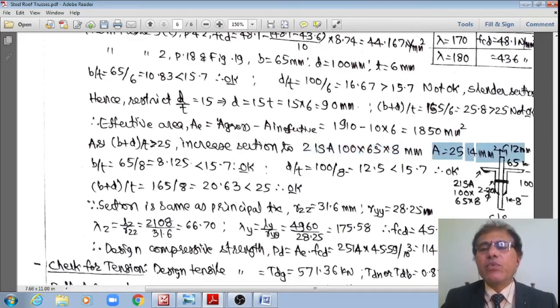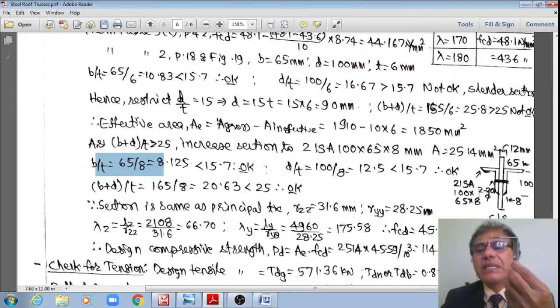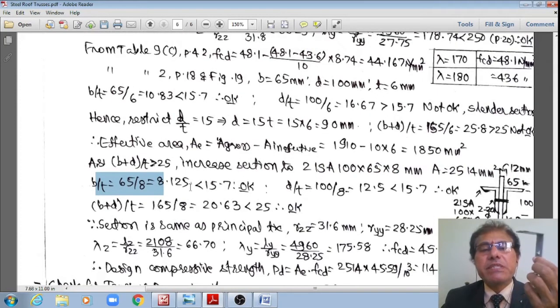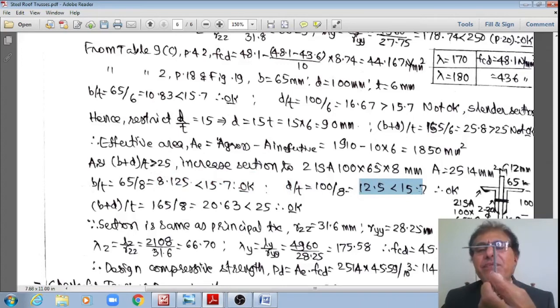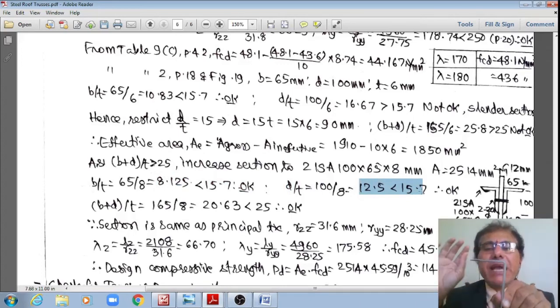Then what happens? Now let me check. It furnishes an area of 2514 mm square. Therefore, now B by T is 65. The same outstanding leg is there, but the thickness, you can see in this figure, is 8 mm instead of 6 mm. Therefore, this ratio is now working out to 8.125, which is less than 15.7. It is okay. However, this D by T is 100 by 8, 12.5, which is less than 15.7, meaning that it is a semi-compact section.